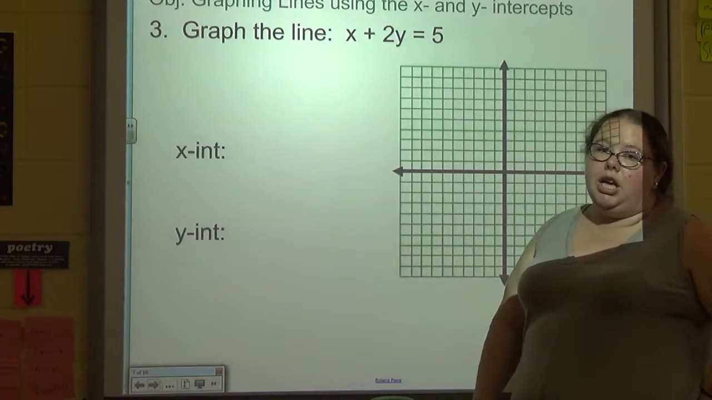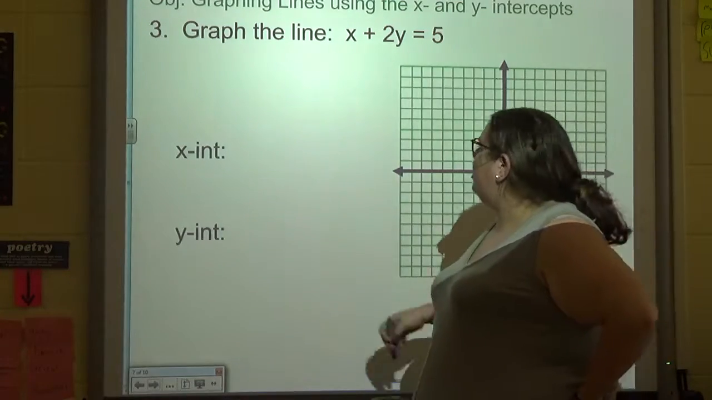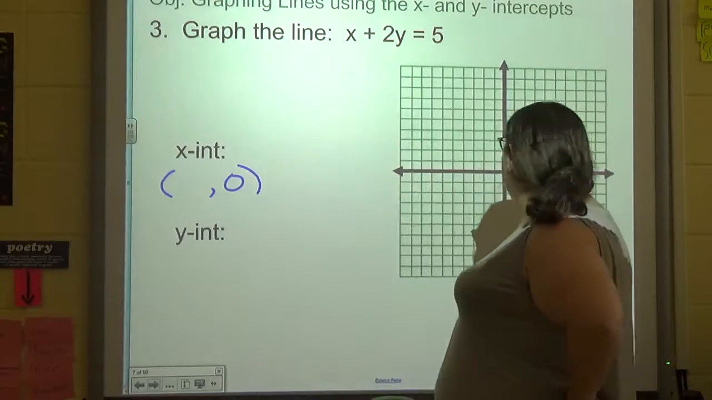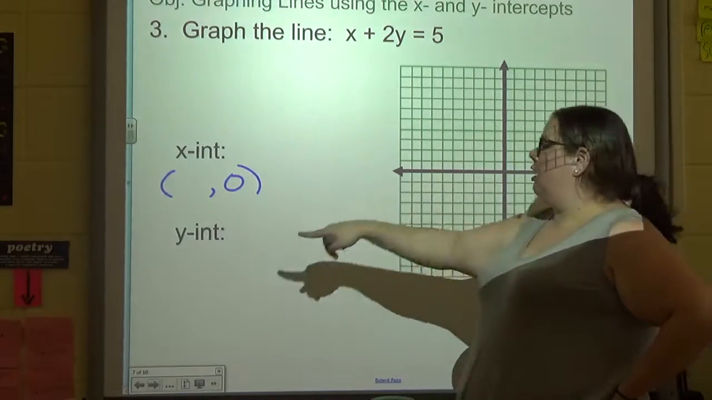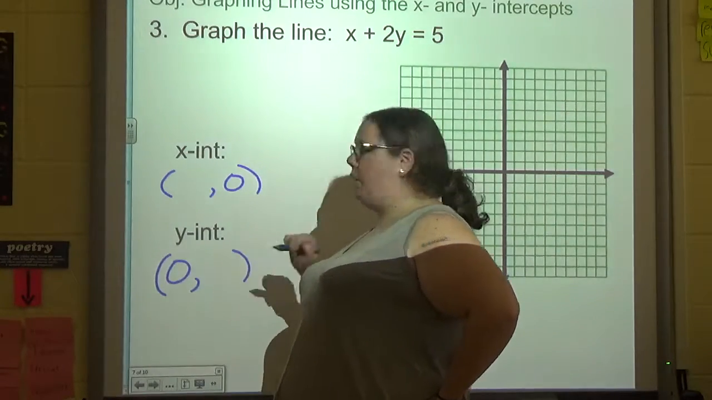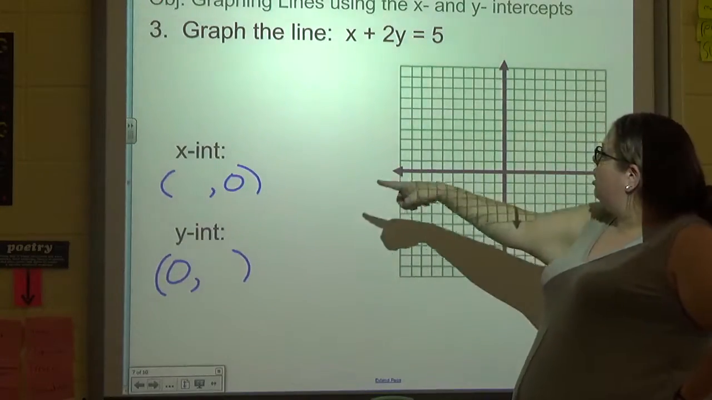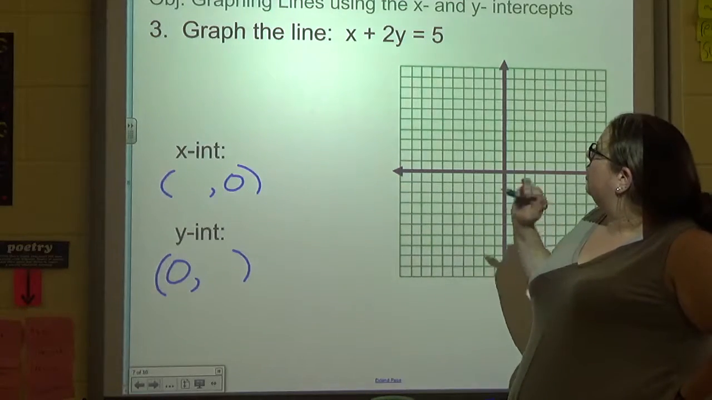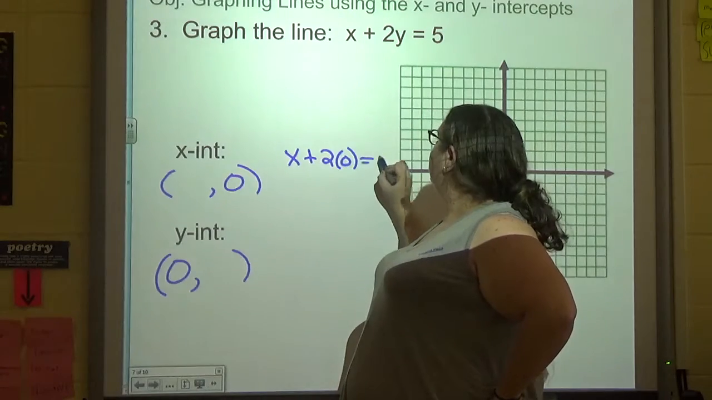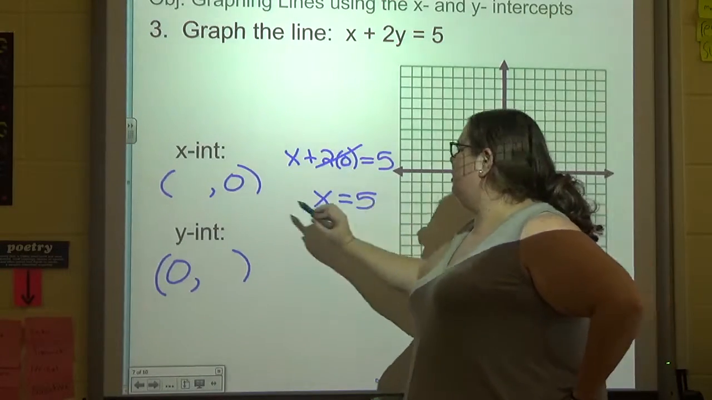Alright, pause the video, try this one on your own. Alright, again for our x-intercept, I'm looking for my x, my y value is 0. On the x-axis, all y's are 0. Y-intercept, my x value is 0, I'm looking for my y value. On the y-axis, x is 0. So we're going to plug in our 0. So, x plus 2 times 0 equals 5. And this is nice. X equals 5. Done.